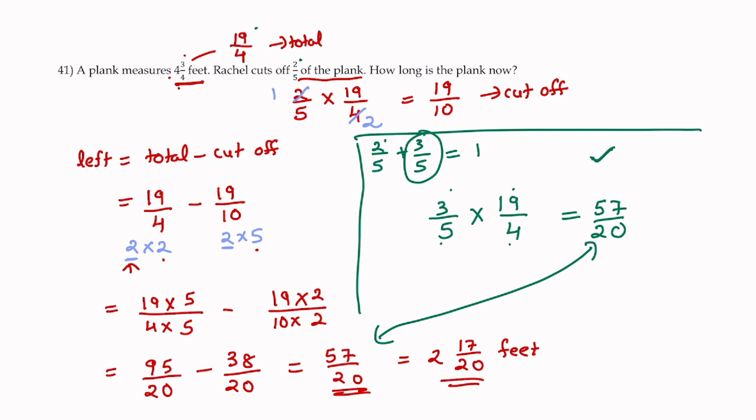So this is it. So the chapter ends here. We have done 41 questions so quickly.